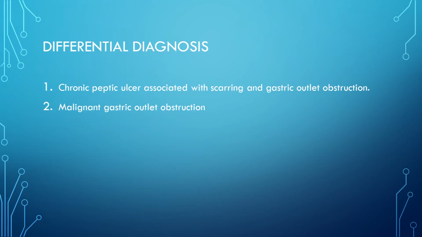The differential diagnosis includes chronic peptic ulcer with associated scarring and gastric outlet obstruction, and second, malignant gastric outlet obstruction. There are others on the differential diagnosis, but for the purposes of a third-year medical student rotation in general surgery, these are best left to the enthusiast for now.